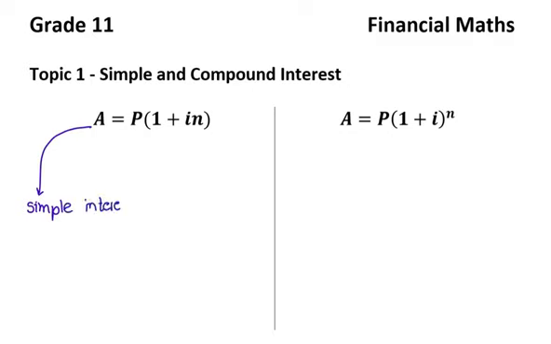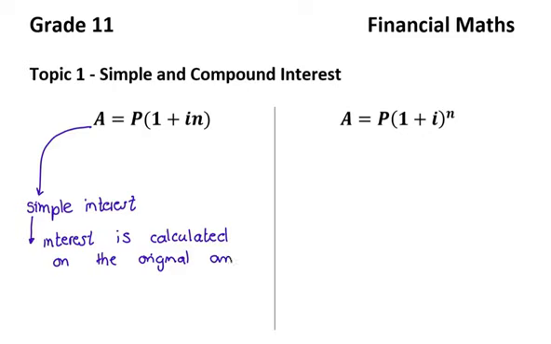Simple interest is quite rarely used in the real world. There are a couple of cases that we will use simple interest for. But simple interest is where interest is calculated on the original investment every single time. It could be the original loan or the original investment, depending on what you are doing. So interest is calculated on the original amount. I'm just going to say amount because it could have been a loan or an investment.